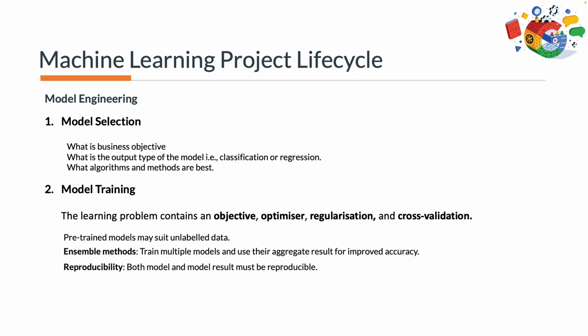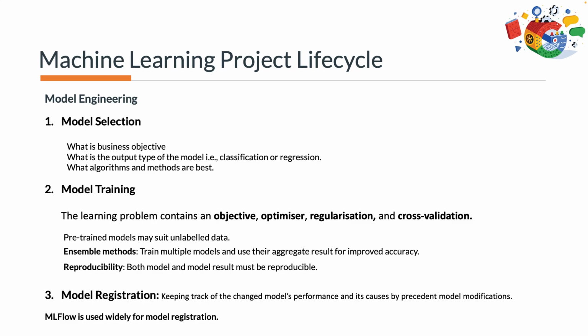There are also ensemble methods. Ensemble methods train multiple models to make a decision based on the aggregate decision of the individual models. The models could be of different types or multiple instantiations of the same type. This results in a more fault-tolerant system, as the error of one model could be absorbed by the other models. There is also the concept of reproducibility, which means that both the model and the model result must be reproducible.